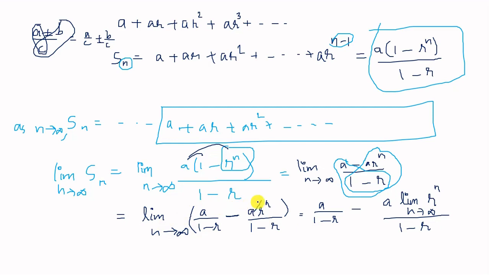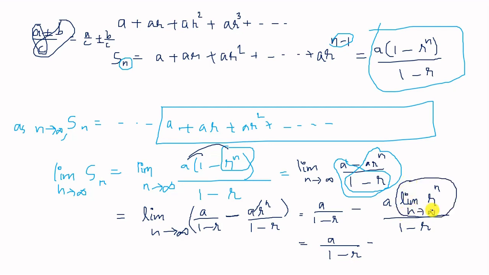So here the only term containing n is r raised to n. So I just apply this limit to r raised to n. So a by 1 minus r will be set free. Minus, here also a is set free. Limit is given only to r raised to n by 1 minus r as it is. Now this is equal to a by 1 minus r minus, let us look here.